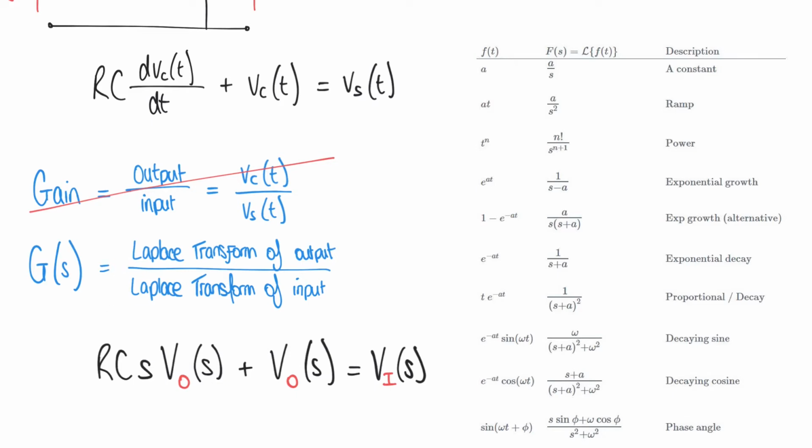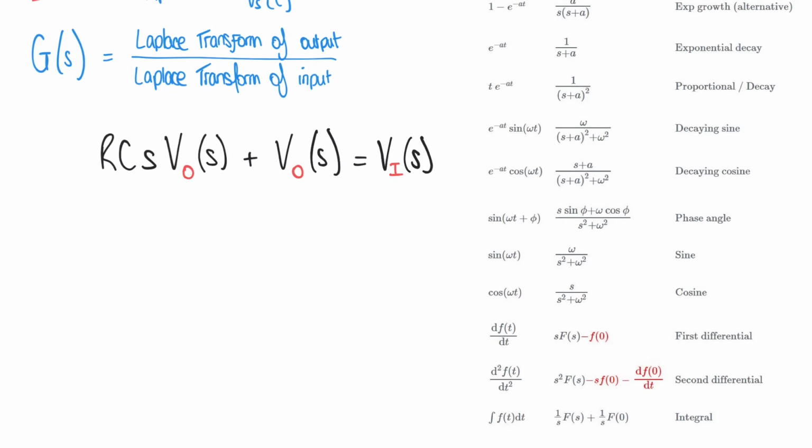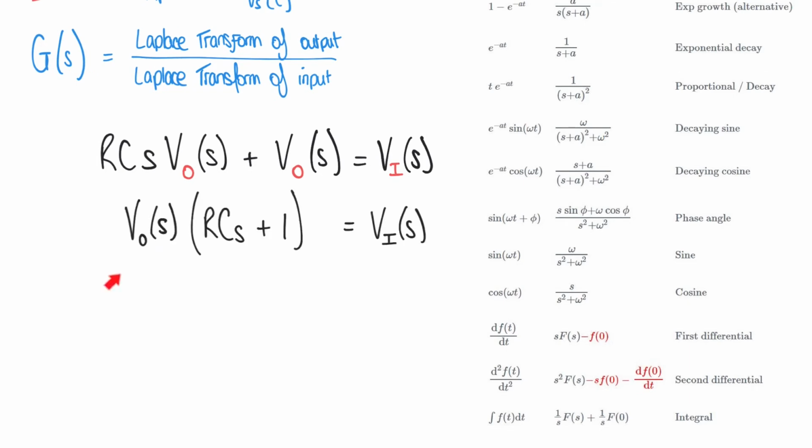But before we do that, let's just tidy this equation up a little bit, because we can factorize just a tiny bit. We can draw out a common factor of VO of S, and that factorizes to something that looks like this. We've got VO of S multiplied by, in brackets, RCS plus 1, and that's equal to that input voltage VI of S.